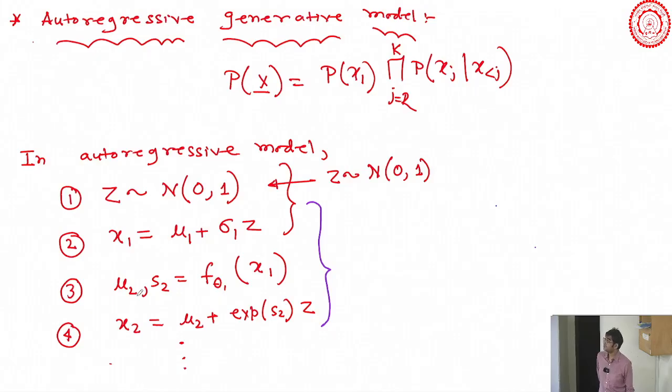X2 is a function of what? Mu2 and s2. Mu2 and s2 are a function of what? So x2 is conditioned on, that's your answer, x1 and x2 both. Yeah. So it is that sense, right? That was a doubt, right?